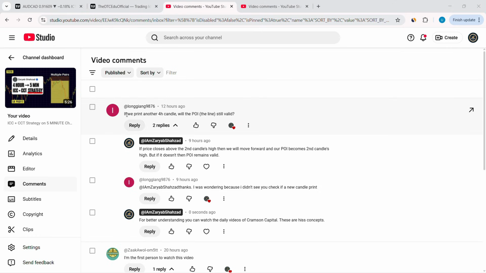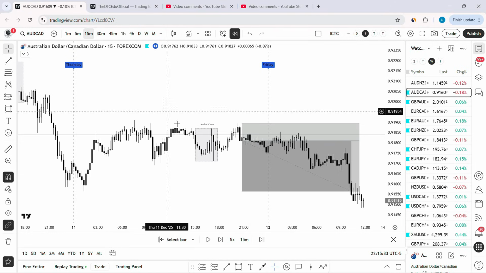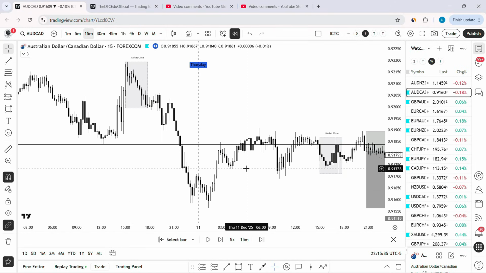This is the first comment. If we print another 4-hour candle, will the POI still be valid? In my opinion, if the price closes above the second candle's high, then we move forward and our POI becomes the second candle's high. But if it doesn't, the POI still remains valid. Let's move to the chart and I will explain it.